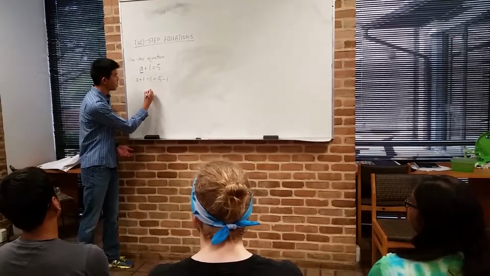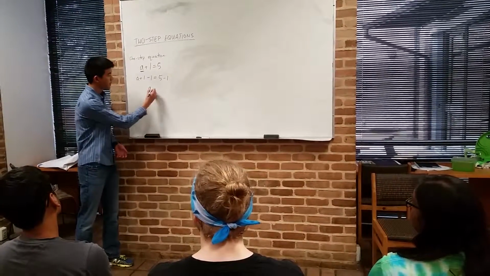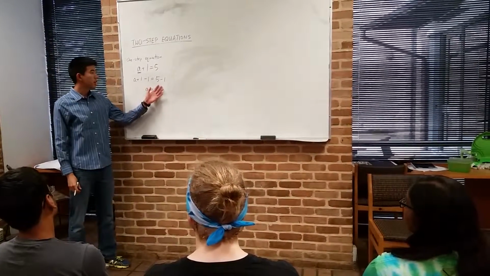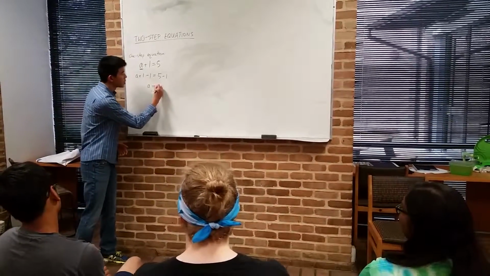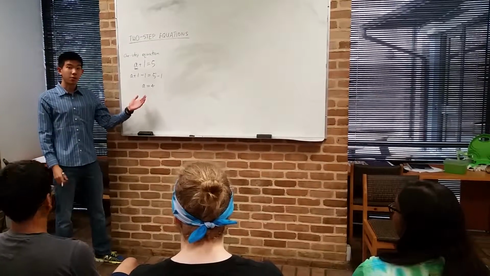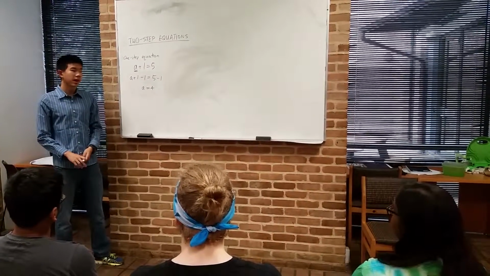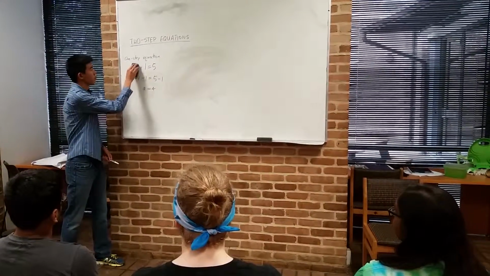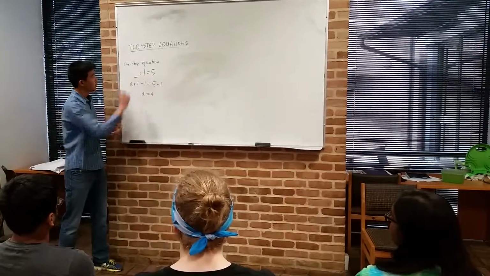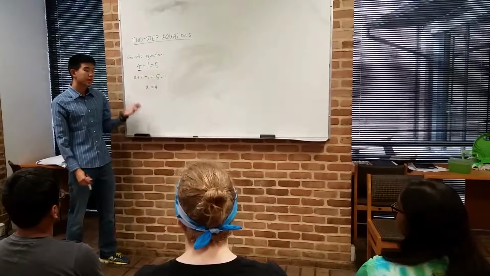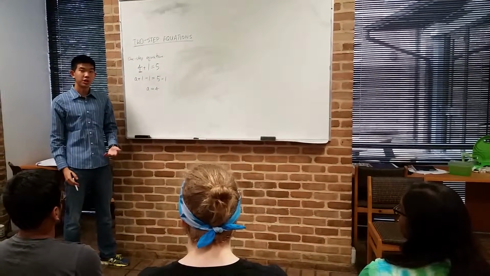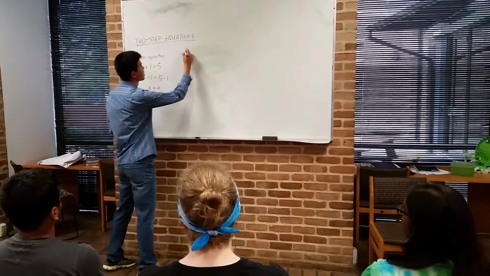So on the left-hand side, we're left with a, we have our equal sign, and on the right-hand side, Samuel, what's 5 minus 1? 4. 4, that's correct. So now we know that a should be 4, and we can quickly check that our answer is correct by plugging in 4 in place of our variable. And so we see that 4 plus 1 is 5, which means that we did it correctly. Let's move on to a two-step equation.